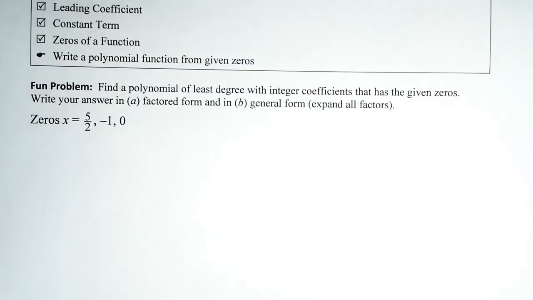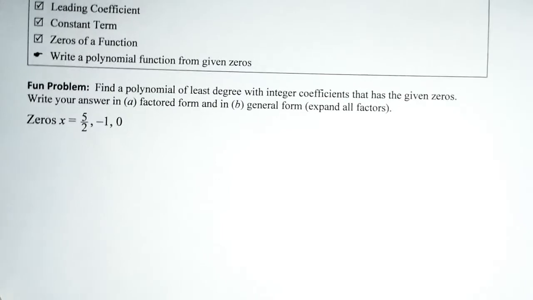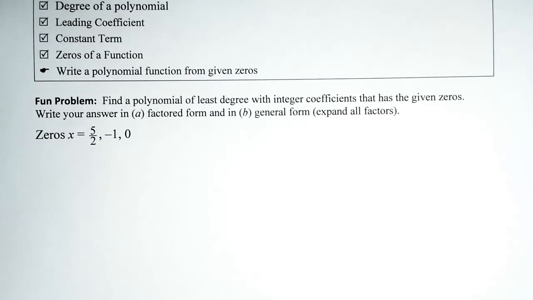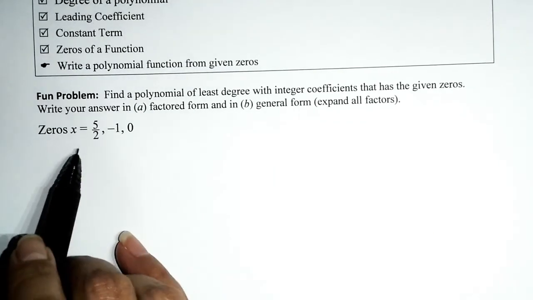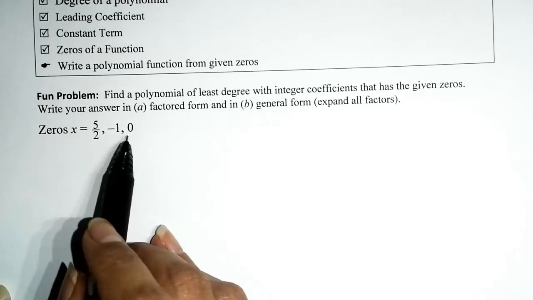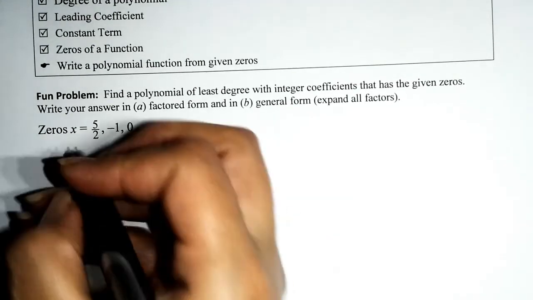Cool, found it. So it says, find the polynomial of least degree with integer coefficients that has the given zeros. Write your answer in A factored form and in B general form. So we have that the zeros are 5/2, -1, and 0. Let's go ahead, write it out, but separately.